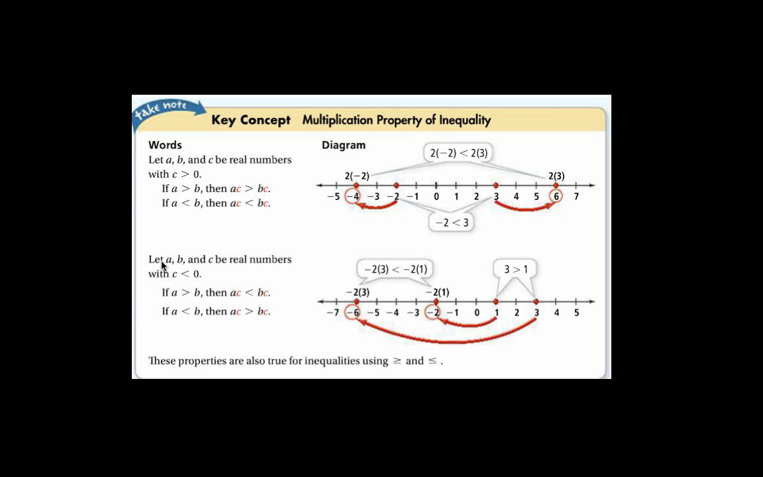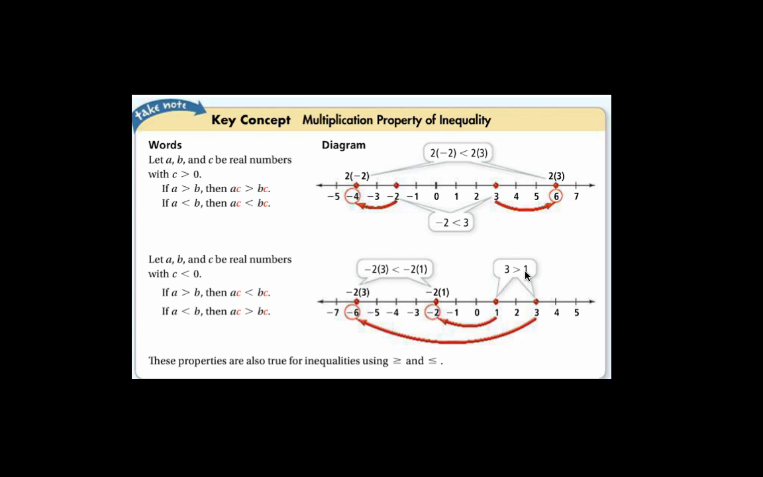Okay, so the second case we have to consider here is that if we let a, b, and c be real numbers with c less than 0, so this time c is negative. If a is greater than b, then ac, the product of a and c, is going to be less than bc. So look at that. a greater than b, multiply both sides by a negative number, now the inequality is reversed. Same thing here, if a is less than b, then the product of a and c is going to be greater than the product of b and c. Again, all of this assuming that c is negative. So graphically, here we have 3 is greater than 1.